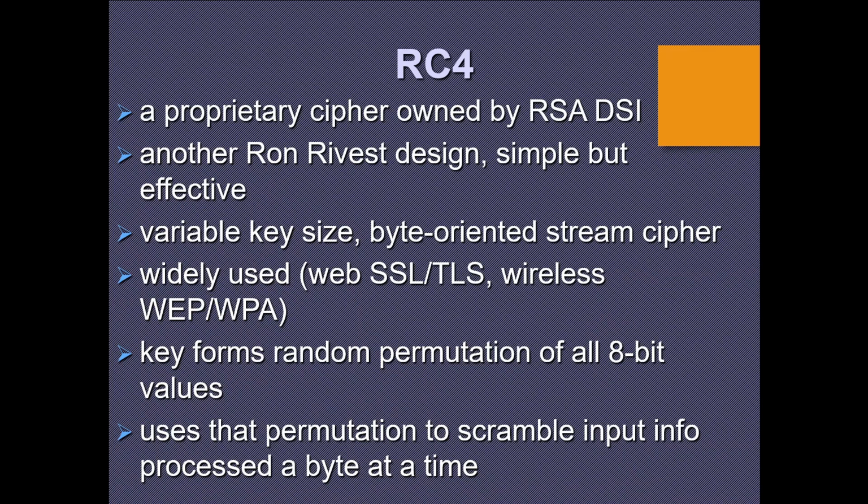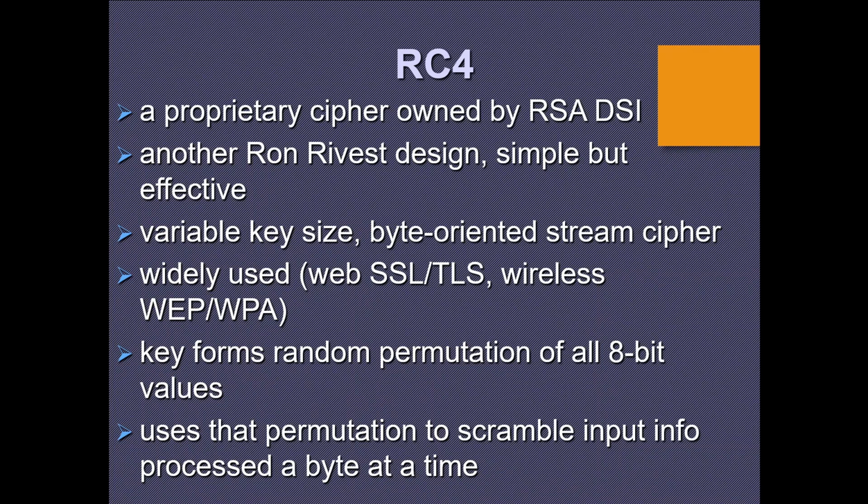security. The key forms a random permutation of all the 8-bit values, which is used to scramble the input information processed a byte at a time. The cryptanalysis of RC4 shows that there is a striking 10 power 100 combinations possible in RC4. Eight to 16 machine operations are required per output byte, and the cipher can be expected to run very quickly in software.